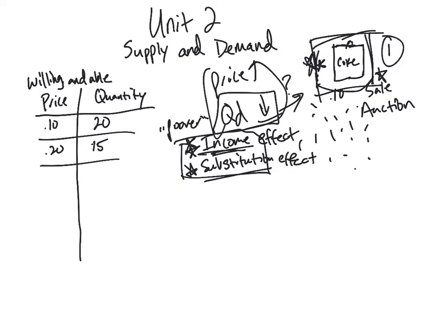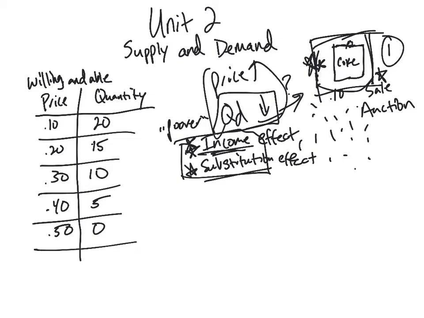So let's play this out a couple more times. What happens if we push the price up to 30 cents? Well, maybe this drops down to 10. And if we push it up to 40 cents, it drops down to 5. And if we push it up to 50 cents, it drops down to, let's just say, 0, right? So there's this, what we call an inverse relationship when it comes to the demand for this good.